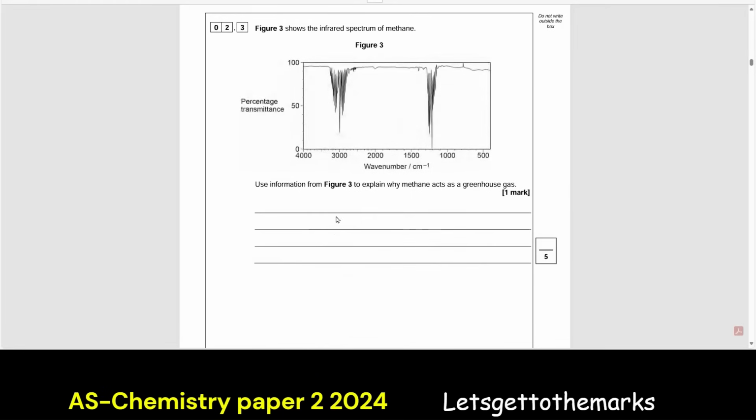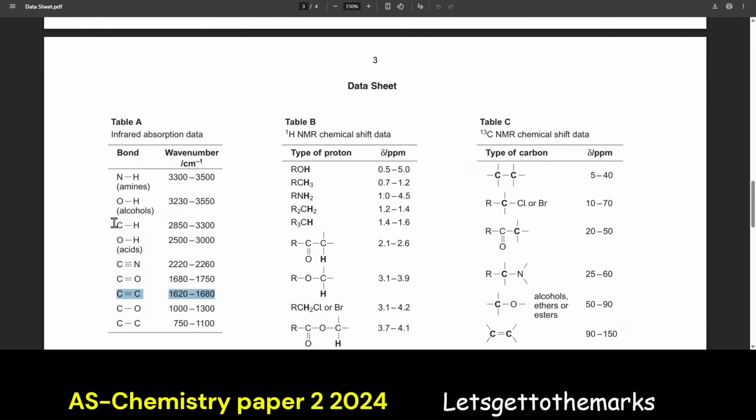So all we need to do is point out, let's go to the data book. Now, we know that methane, right, contains, so I'm at the data book here, guys. Methane, what bonds are in methane? It's only got CH bonds. So our answer is going to have to be something along about these CH bonds. So what is the CH bond?